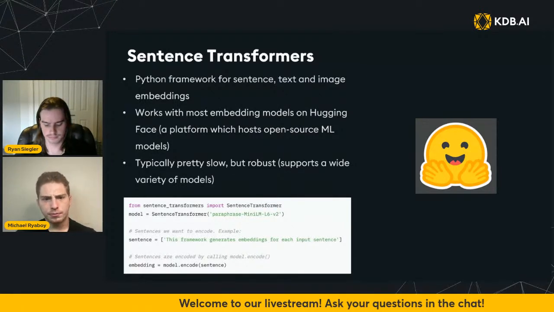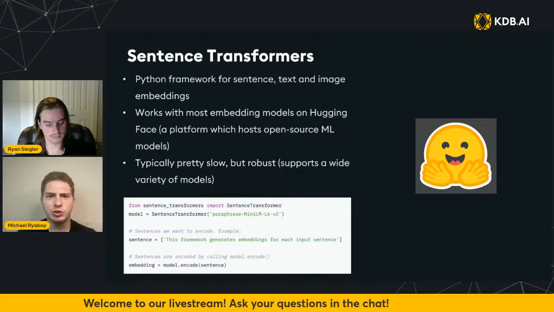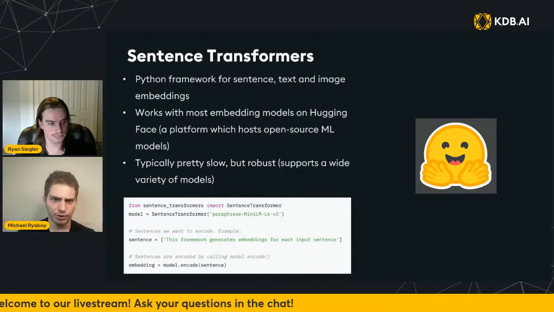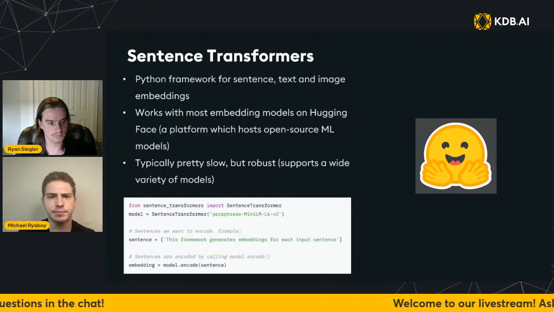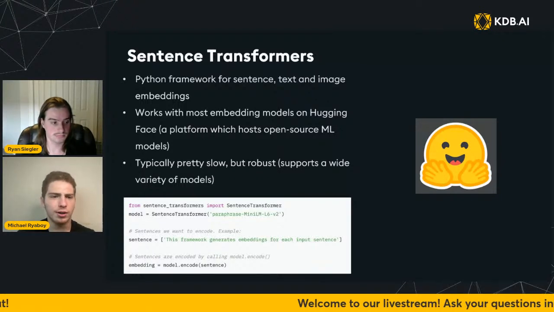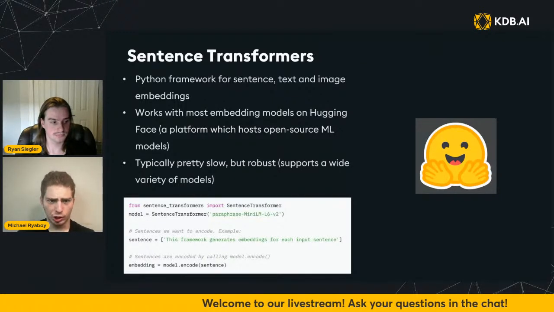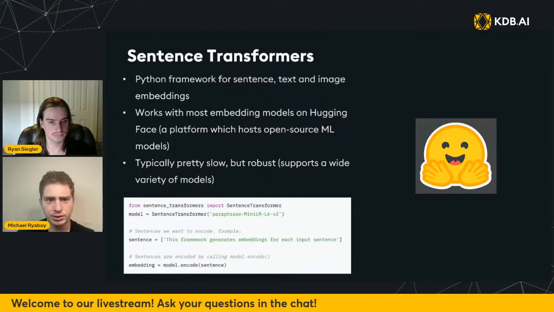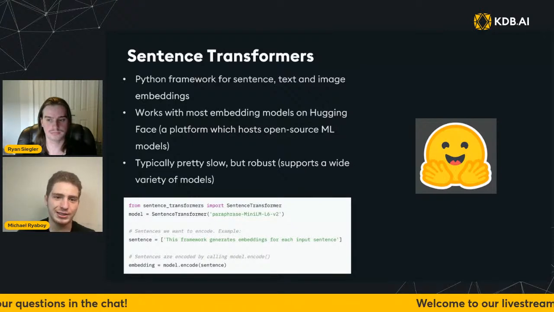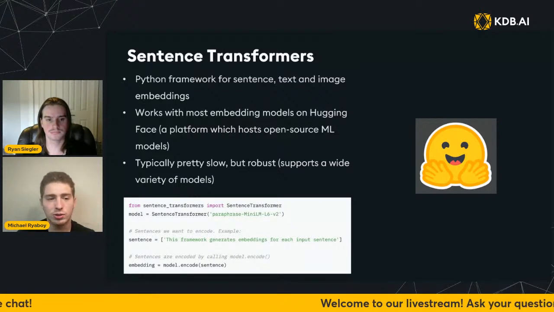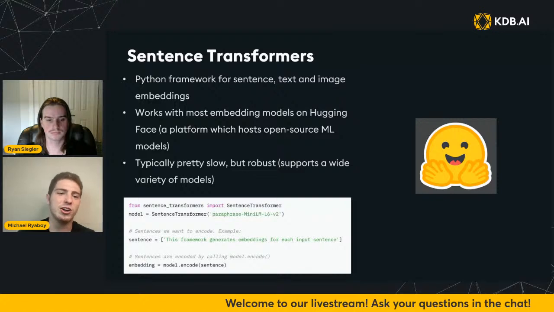So for this, we could use something like sentence transformers. This is a Python framework for sentence, text, and image embeddings. And it works with pretty much any embedding model on Hugging Face, right? You upload an embedding model to Hugging Face, and then instantly you could use it with sentence transformers. You could load it. One problem is that it's very robust. It works for a large variety of models, but it's very slow.